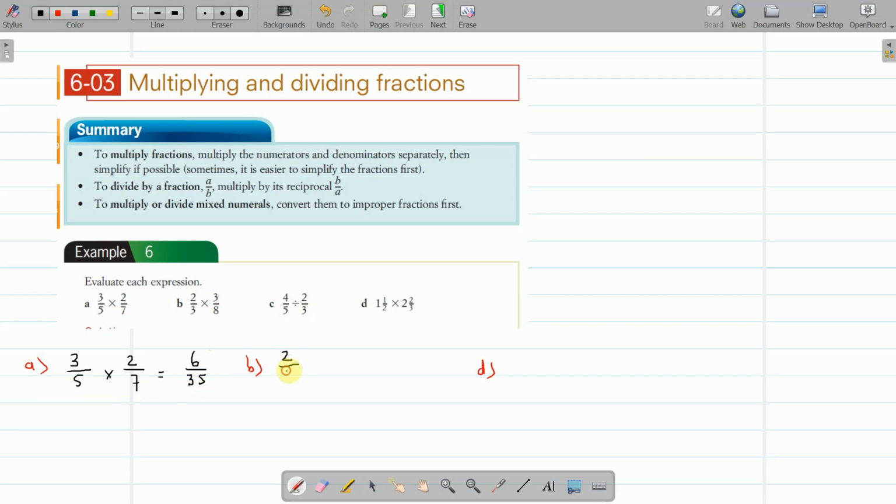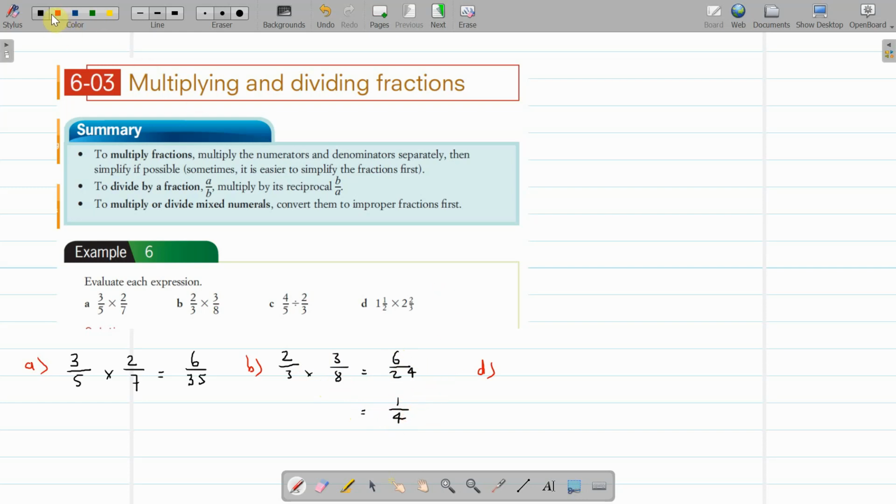Part B, 2/3 times 3/8. There is a way to do this quickly, but I'll do the long way just to show you. 2 times 3 is 6. Denominators, 3 times 8 is 24. 6 is a factor of 24, so we can simplify that. Divide by 6, you get 1. Divide by 6, you get 4.